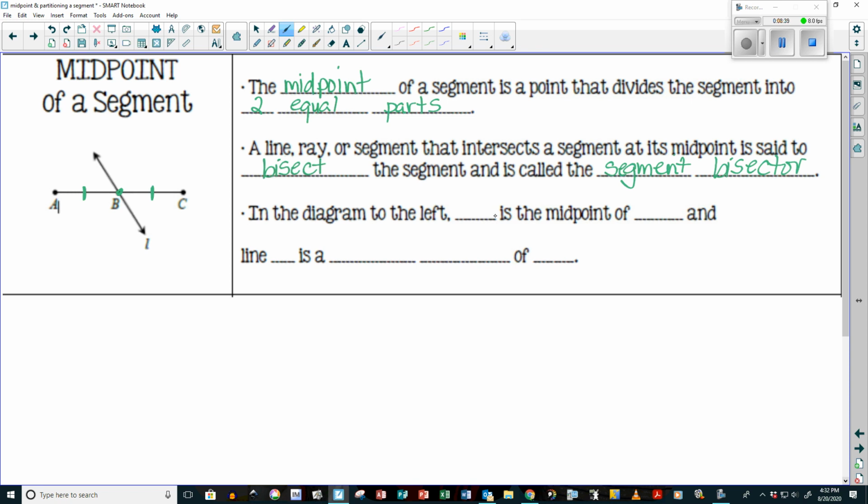In the diagram to the left, B is the midpoint. Okay, B is the midpoint. And it is the midpoint of segment AC. And line L, so line L, remember from before, you can name a line by using a lowercase letter. So line L is the segment bisector. I guess I should probably not write in cursive. So it is the segment bisector of AC. So B is the midpoint of AC, and line L goes through the midpoint, therefore it is a segment bisector. Okay?